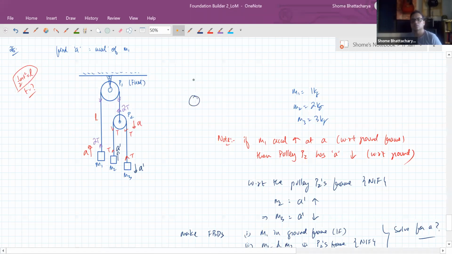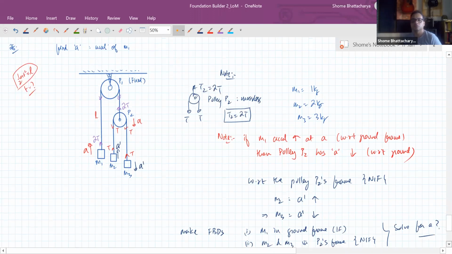So you have to also understand that this tension, suppose it is T2, it will be 2T because this pulley is massless. Okay, so that's one more thing here. This tension T2 will become 2T because the net force on it must be 0. So we have to be careful about that also.